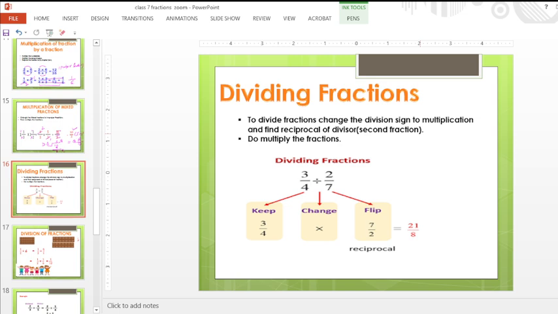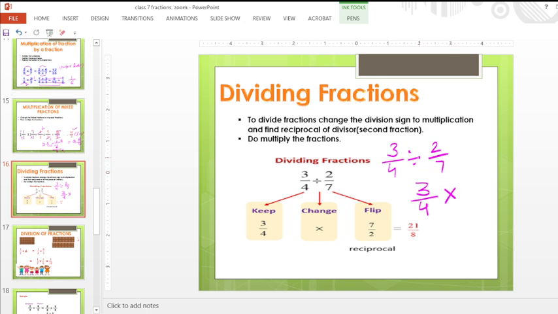Okay, for example, 3 by 4 divided by 2 by 7. Whenever you are dividing fractions, you need to convert the division question into multiplication. Then the multiplication problem, how you solved in the previous slides, same way you'll do. So first, division has to be changed into multiplication. Here students always make the mistake of finding the reciprocal of this. No. The first fraction always remains the same, 3 by 4. Then division is changed into multiplication.